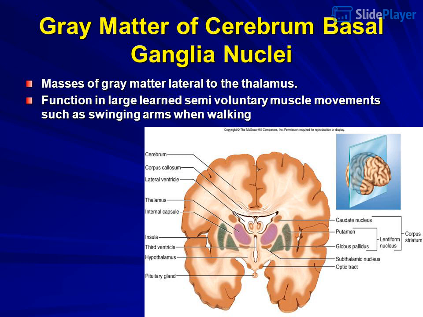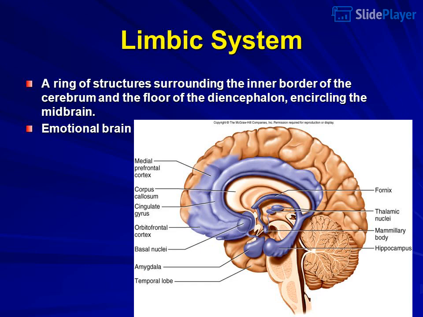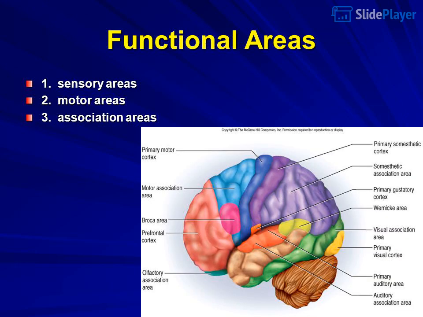Gray matter of the cerebrum: basal ganglia nuclei. Masses of gray matter lateral to the thalamus. They function in large learned semi-voluntary muscle movements such as swinging arms when walking. Limbic system: a ring of structures surrounding the inner border of the cerebrum and the floor of the diencephalon, encircling the midbrain. Emotional brain.